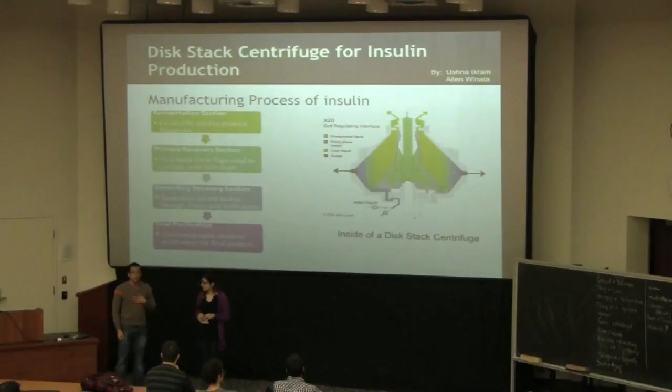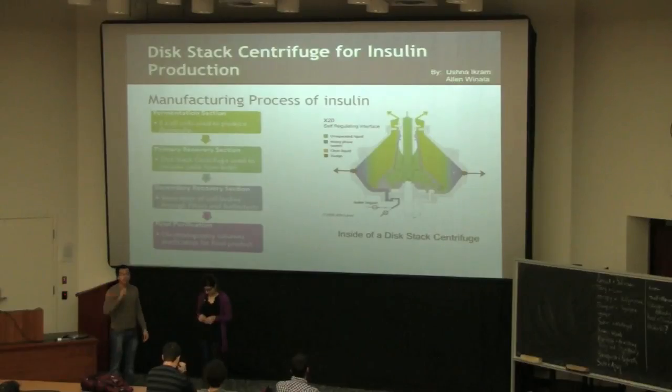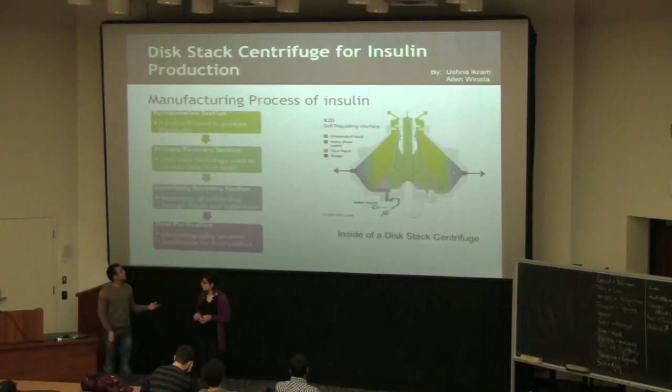Hi, my name is Alan Lara, and this is Mission Akram. The production process that I focused on was the production of insulin. Insulin is used to control type 1 and type 2 diabetes. There are many different separation units involved in the preparation of insulin, but the one we decided to focus on was the dispatch centrifuge, which is used in the primary recovery section.